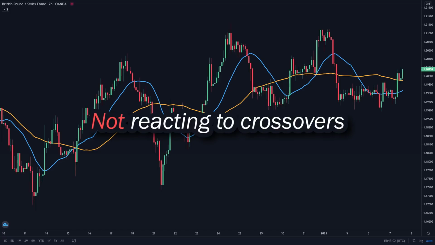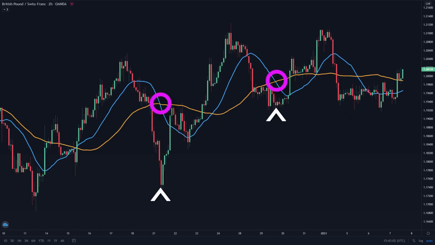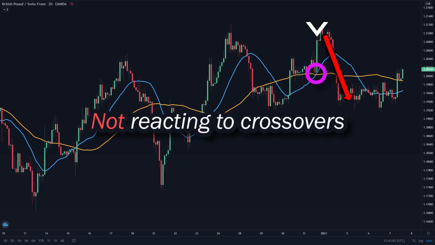Here we can see that the moving average crosses over downwards. But instead of following the crossover and also heading downwards, the price instead reverses and heads back up. And now you can see it again here. The moving average crosses upwards, but the price instead went downwards. So clearly, this market has a history of not reacting to the crossover, and so I will not use the crossover strategy on this market.